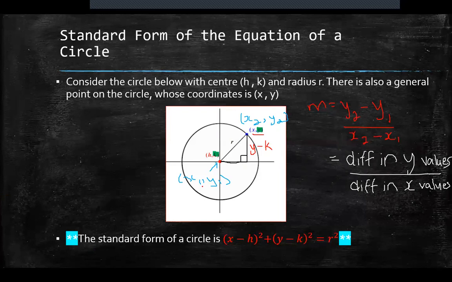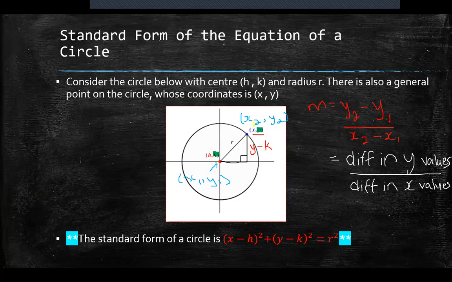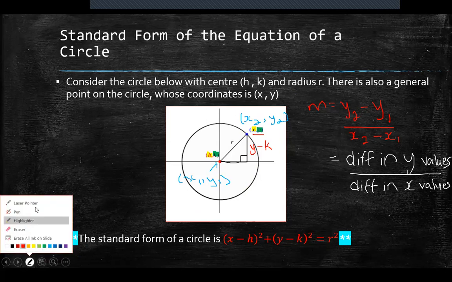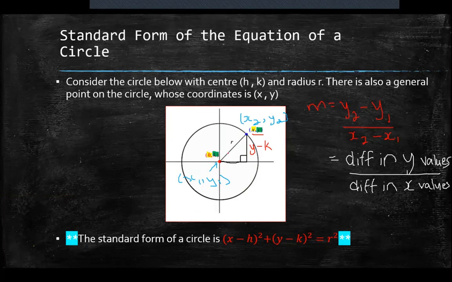Doing the same for this horizontal line. This horizontal line would represent the difference in my x values. Difference in my x values means x2 minus x1. We said that x2 in this case is x and x1 is h. So what we write in here now, this horizontal line represents x2 minus x1, so it's x minus h.